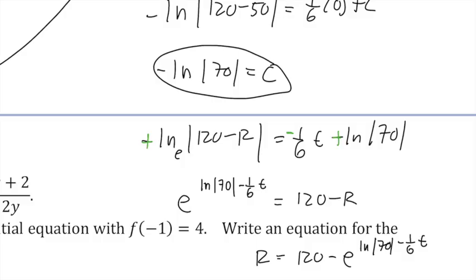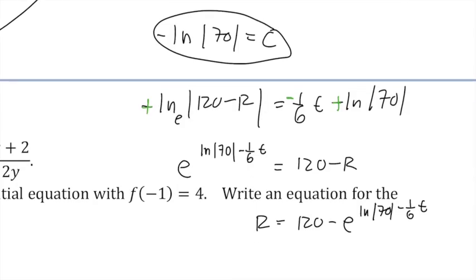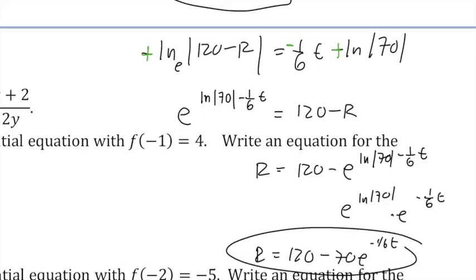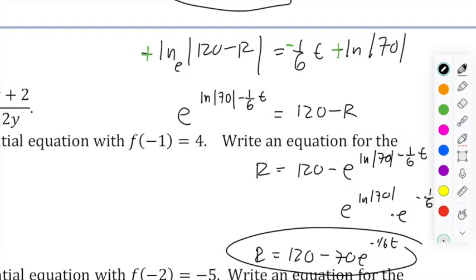And again, we could even simplify further if we wanted to, because we could separate this into two separate exponentials since they're subtracted. So this would be e to the log of 70 times e to the negative 1/6 t. And this cancels out the e with the log of 70. So actually the best answer is going to be 120 minus 70 e to the negative 1/6 t. That is the best answer. That is a lot of heavy algebra though.